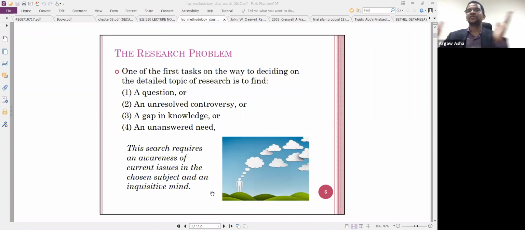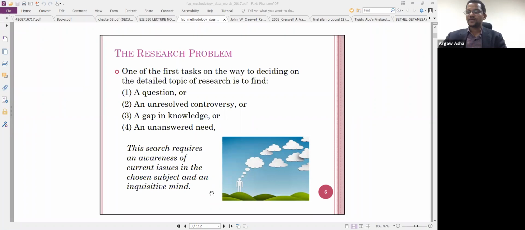There is unresolved controversy when people come to the research. Some things come to an end. Let us say the sun rises in the east and sets in the west. Such things, people studied and they solved.